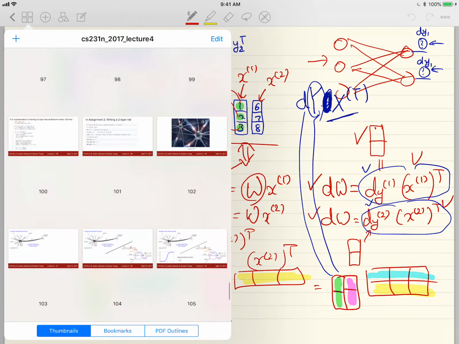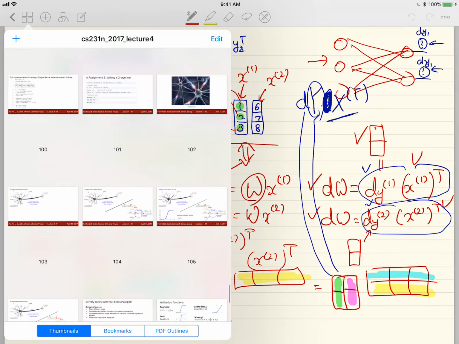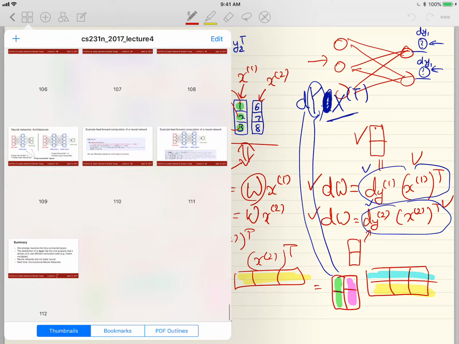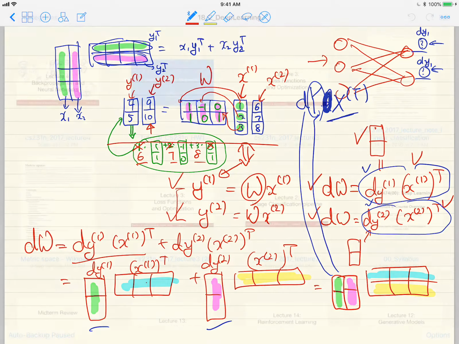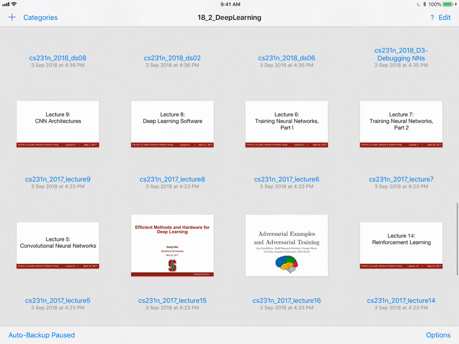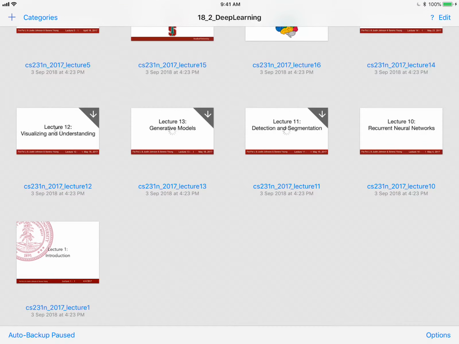Okay, so probably that's it for the backpropagation. Now this is probably the hardest, most difficult part when studying deep learning. Once you have mastered how backpropagation works, the rest of the story in deep learning is relatively easy, I think. So let's move on to the next chapter, convolutional neural nets.